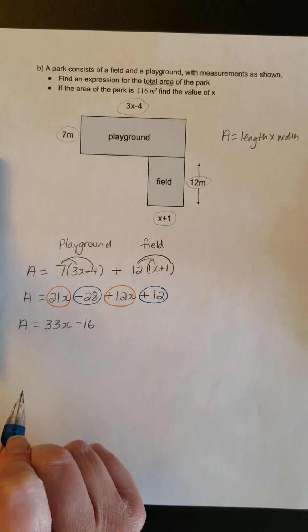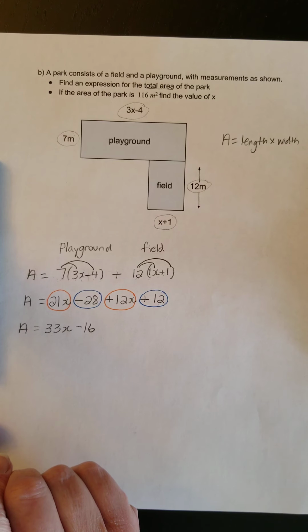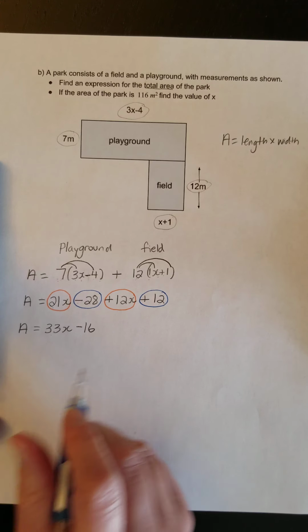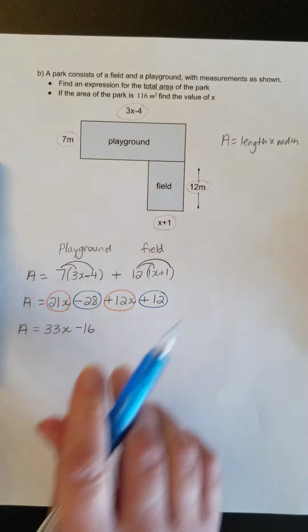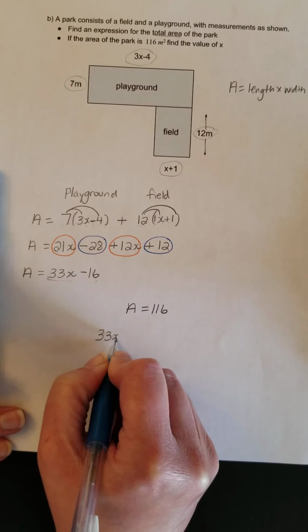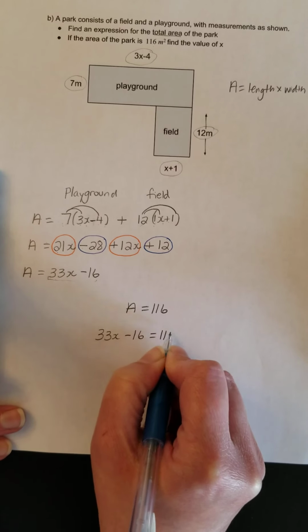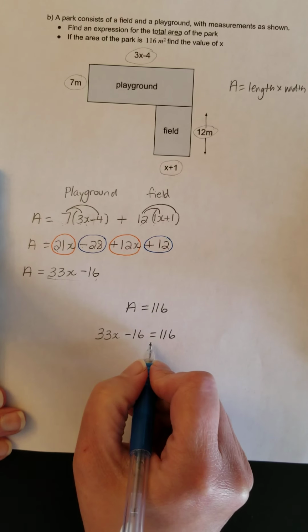Okay, so from here, we want to figure out the second part. It says if the area of the park is 116 meters squared, find the value of x. So if this expression is 116, we want to solve for x. That goes back to what we did last week with all the solving equations. So it tells us A equals 116, and we know that this is my area. So 33x minus 16 equals 116. This looks like an equation that we know how to solve.